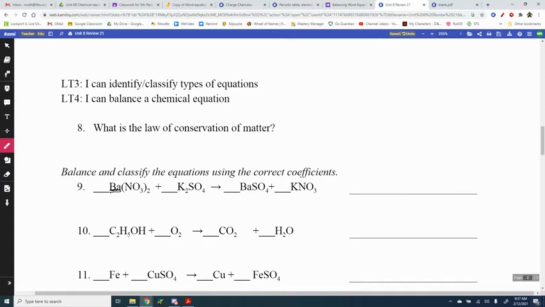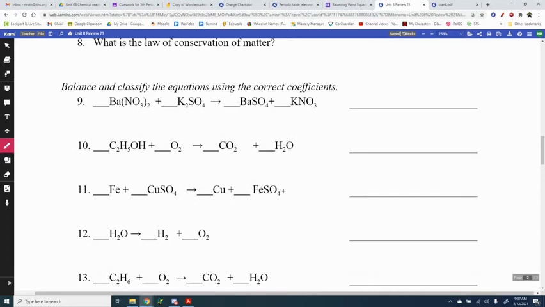So that is the whole purpose of balancing equations, so that we're not creating or destroying matter. Okay, so now we're just going to balance all of these equations. So the first one is a pretty easy one. Most things are already balanced.